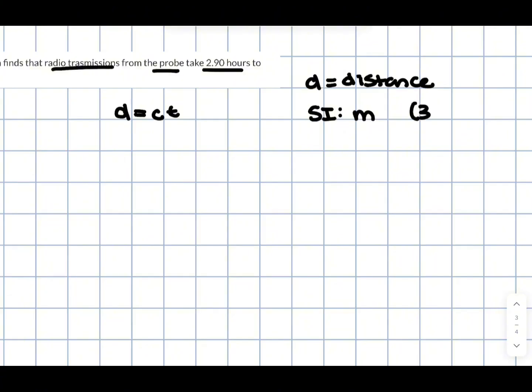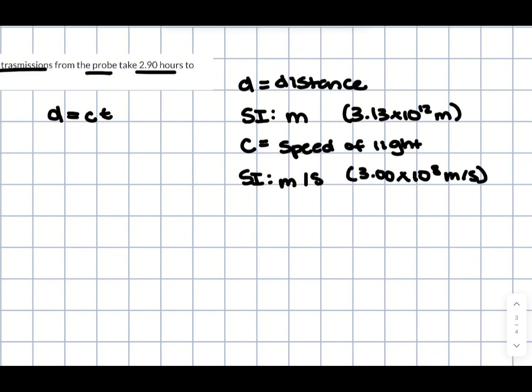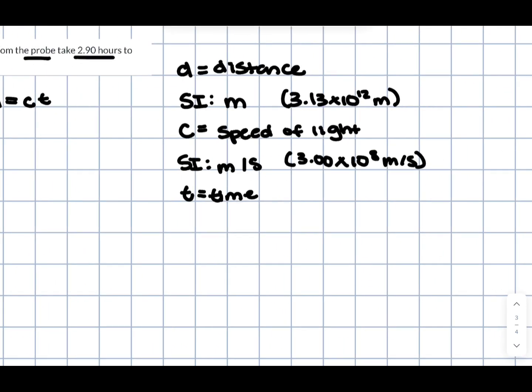And then we have our constant, oh yes, and the value given here is 3.13 times 10 to the 12th meters. And then we have c, which equals our speed of light. So I can go ahead and write speed of light here. The SI units for this are meters per second, and that is 3.00 times 10 to the 8 meters per second. That's our constant. And then lastly we have time, which is represented by t, and the SI units for time are seconds. And then we've got to find that time, which is what we're asked here in the problem.